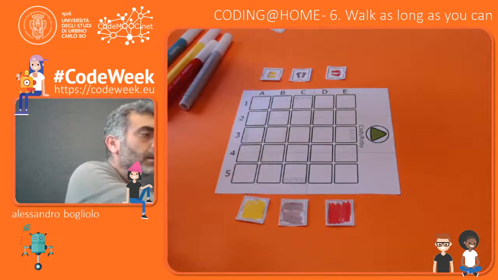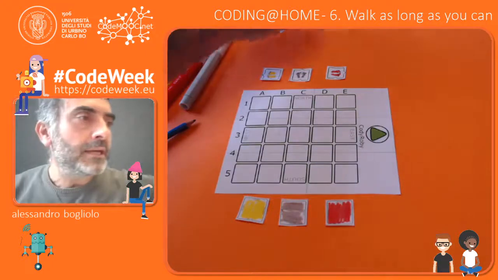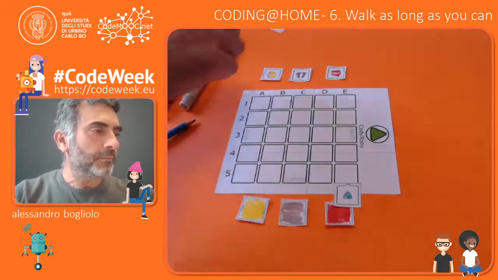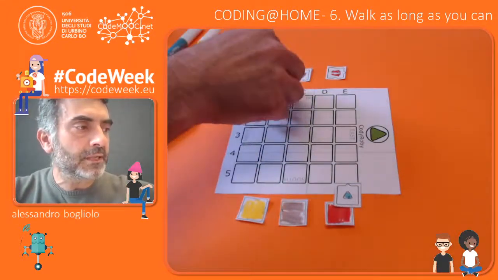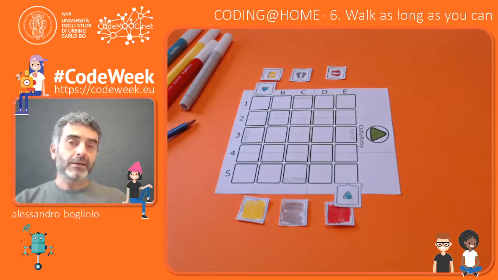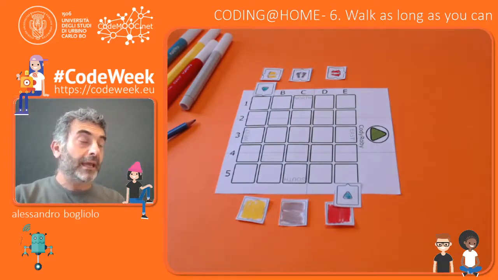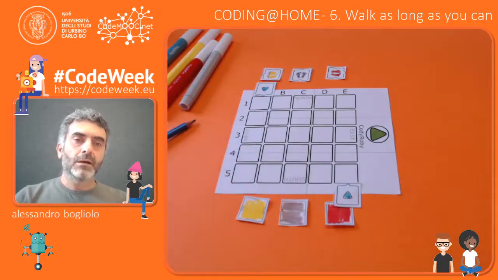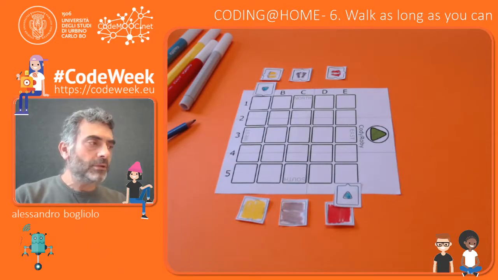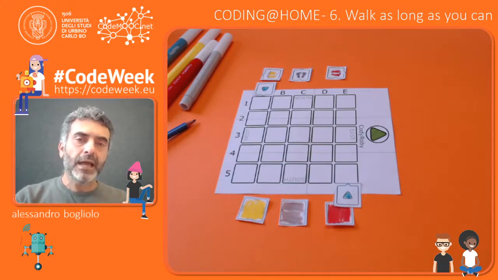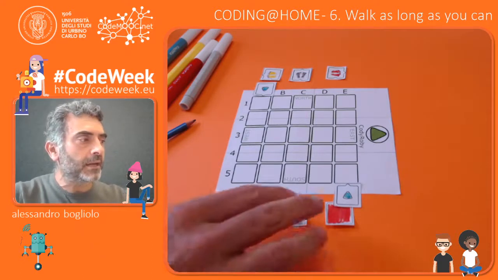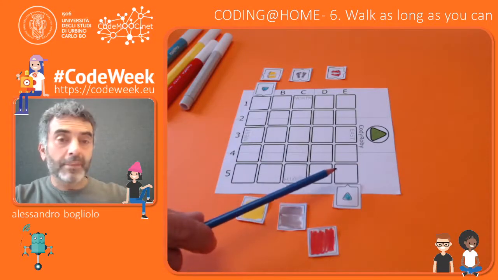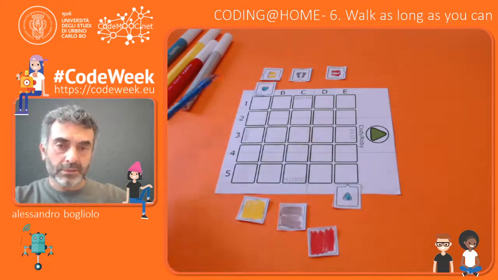Okay? The game of today is called Walk as Long as You Can because it's a competitive game that will be played by two players or teams, and I will play it against Anna. Hi. Hi, Anna. We are starting from opposite sides of the checkered board, and the two players have to build their paths just by placing tiles, the colored tiles, along the path, starting from their own starting points.